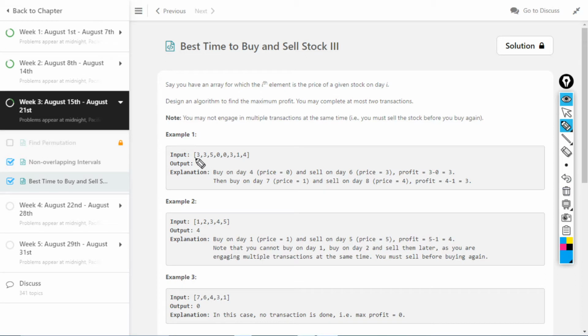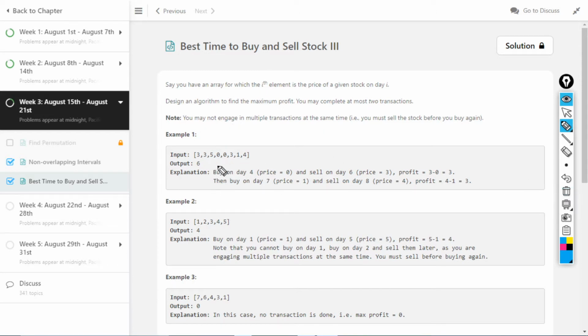Mainly we are given this array, and in this array the ith index is the price. At max we can do 2 transactions, and with the help of that we will solve this question. Let's find what should be the maximum answer. If I buy at 3 and sell at 5, I get a profit of 2. If I buy at 0 and sell at 4, I get a profit of 4, and in total I get a profit of 6. So 6 should be our answer, and it is 6.